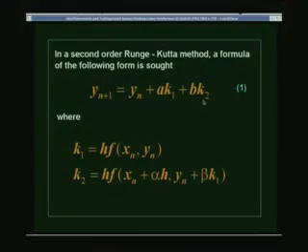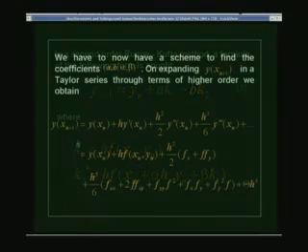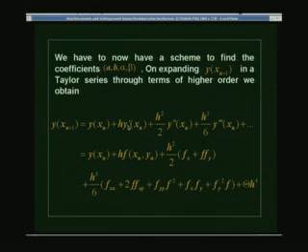Let me just summarize that once again here in this slide. I write yn plus 1 as yn plus a k1 plus b k2, where k1 is h f at xn yn, and k2 is h into f at xn plus alpha h and yn plus beta k1. And then I would expand this term, y at xn plus 1, using a Taylor series expansion. So that is y at xn plus h times f, which is a derivative, and h square times the second derivative, etc.